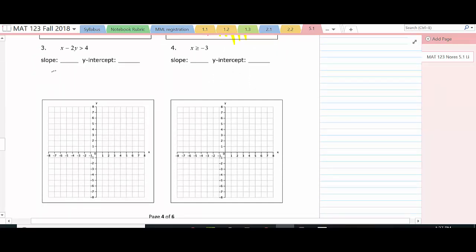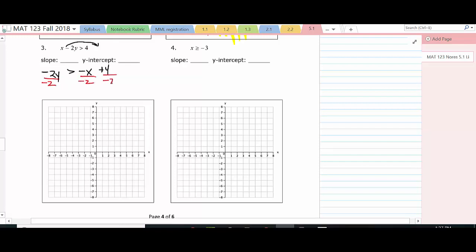I may be wrong. So what do you have to do? You have to solve for y. So the first thing that you want to do is move the x to the other side. So you get -2y greater than -x plus 4. Then what do you have to do? You have to divide by -2.